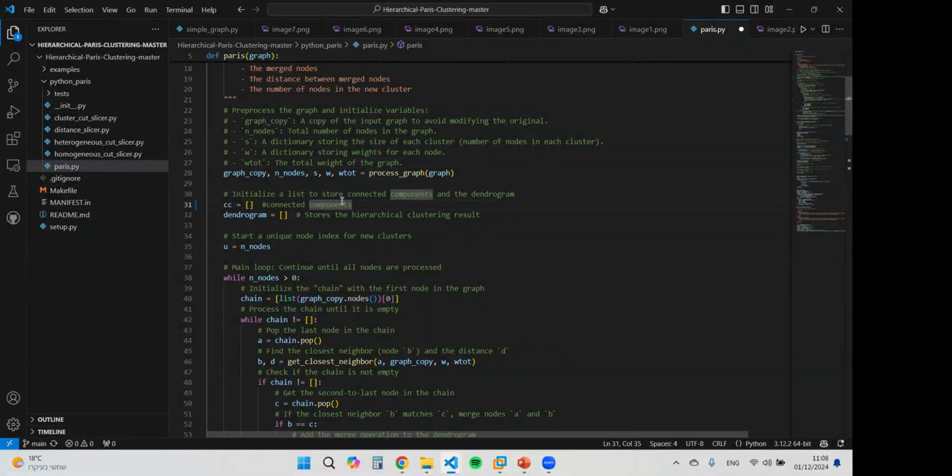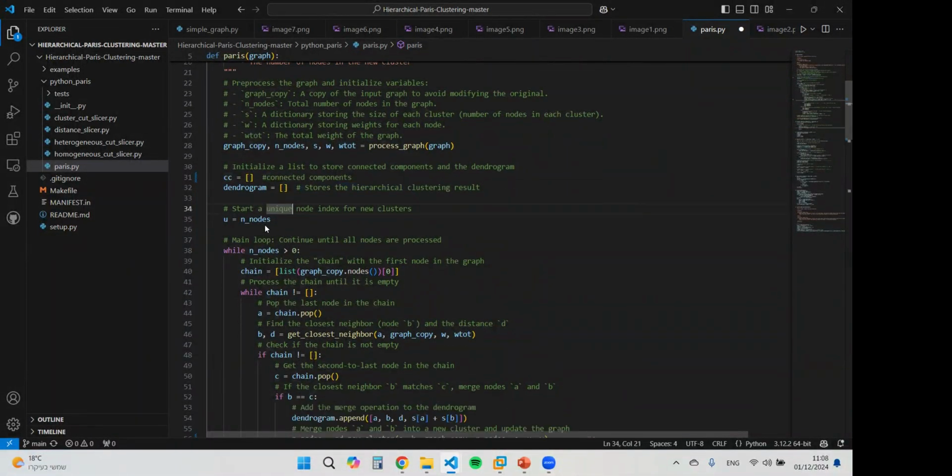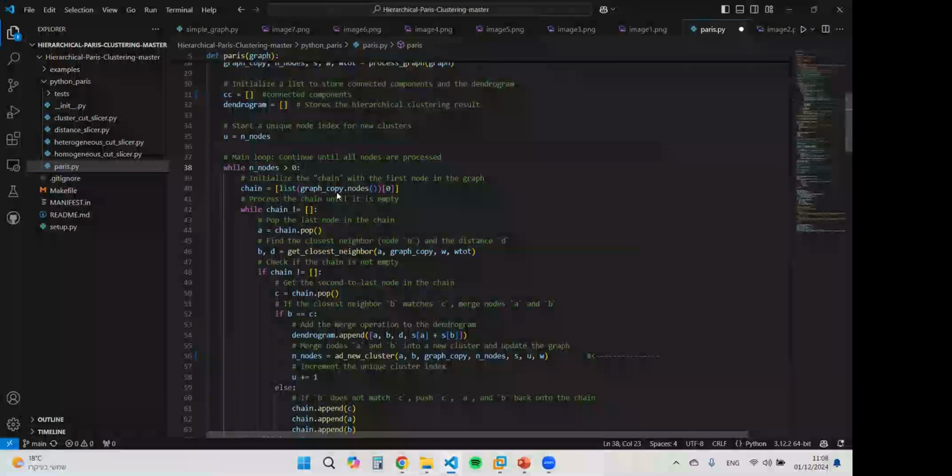Okay, so we also initialize CC, which is the connected components for us, like the clusters, and we get an empty dendrogram. We'll add everything over here, and then we start the node index. Since we are aggregating nodes, we'll have to merge them, and we'll have to name them with a new name. So we use a unique ID for them. Okay, let's dive into the main loop.